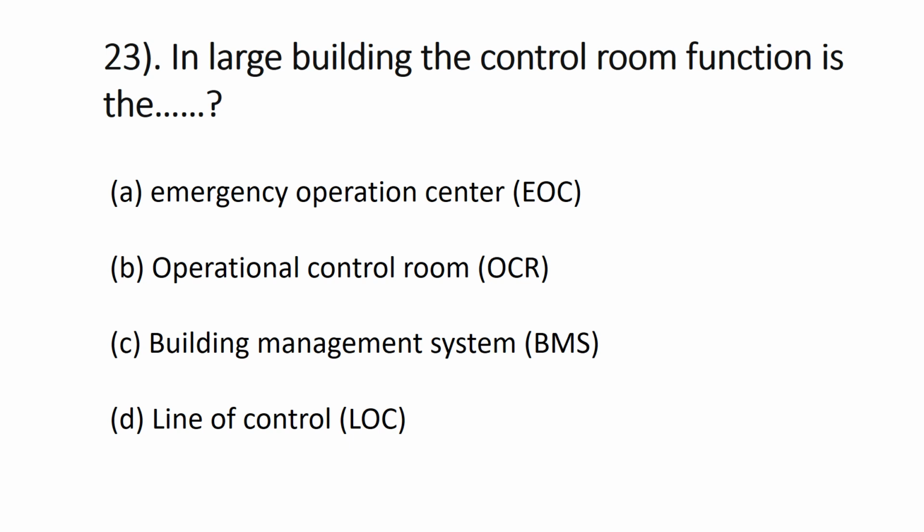Question number 23. In a large building, the control room function is A. Emergency operation center, B. Operational control room, C. Building management system, D. Line of control. In a large building, the control room also works as an emergency operation center, because it is a large building or a large site, and the control room works at coordinating the security system and planning, and also conducts the operation if there is any emergency.